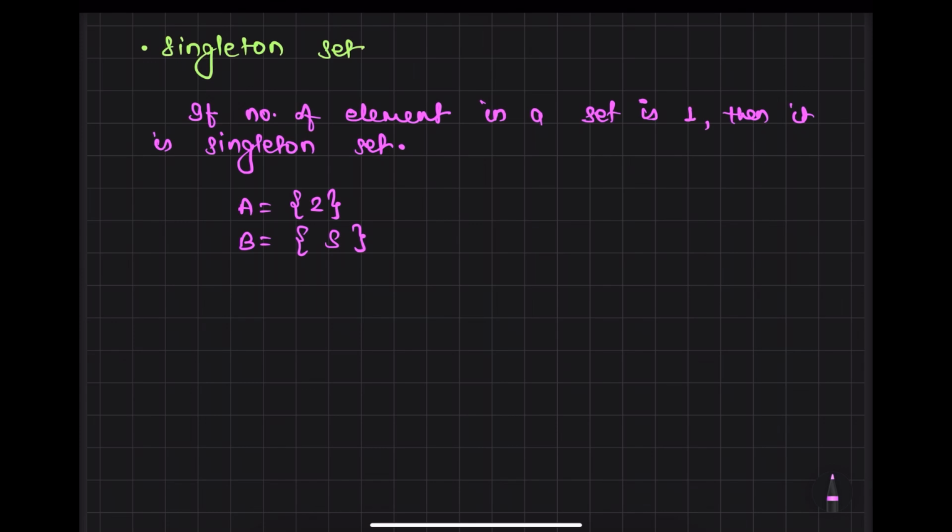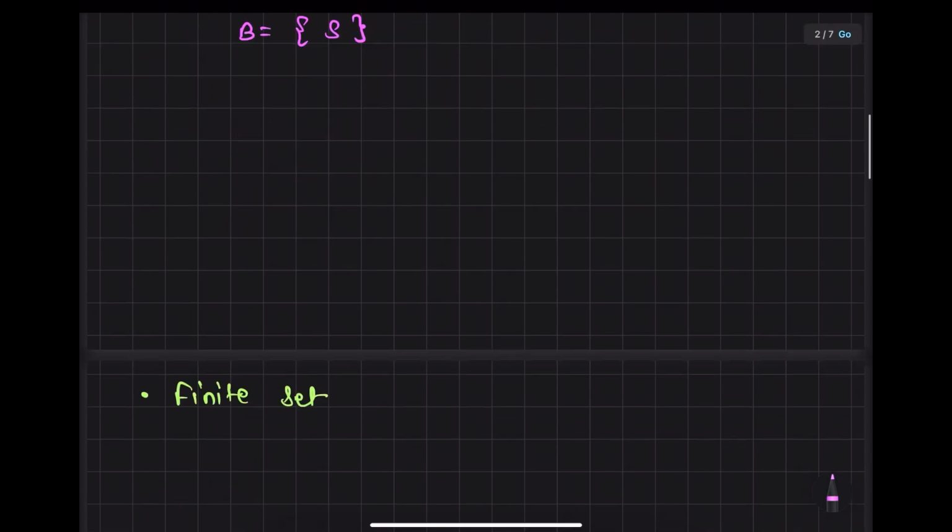Suppose that I ask you to write down a set which contains your age, again singleton set. If I ask you to write down the class in which you are studying, singleton set. What is your favorite subject among physics, chemistry or maths? Answer is maths, singleton set. So this is singleton, meaning if the cardinality is 1, it is singleton set.